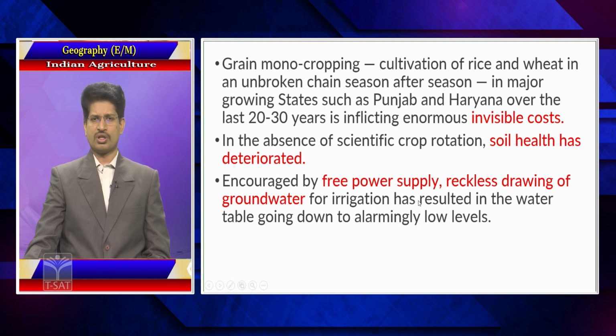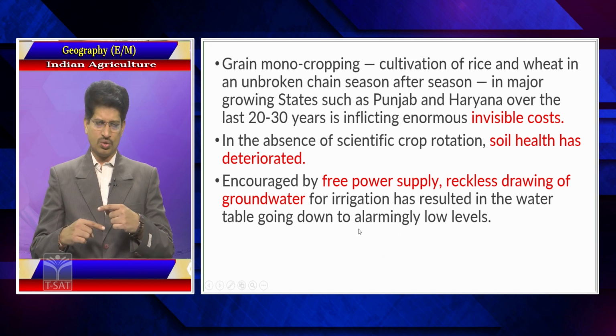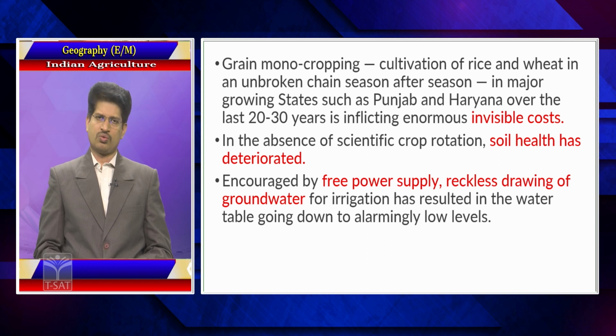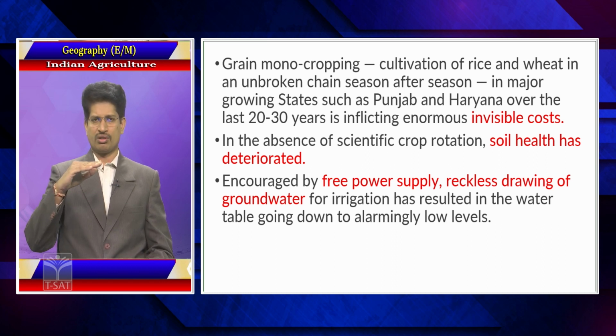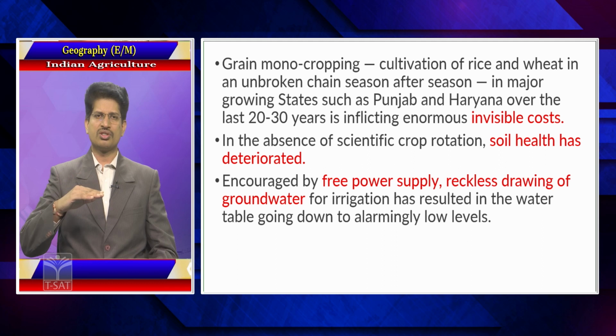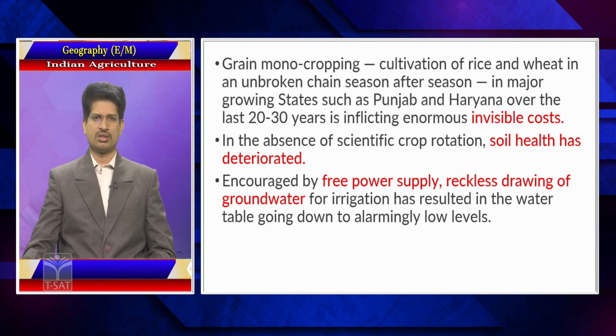Encouraged by free power supply, reckless drawing of groundwater for irrigation has resulted in the water table going down to alarmingly low levels. So because of indiscriminate use of water, the dangerous thing happening is a decrease in the level of the water table.